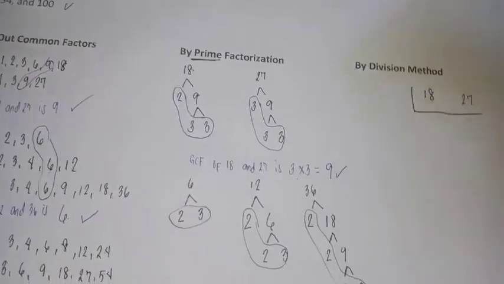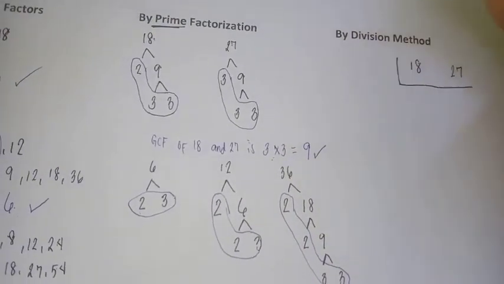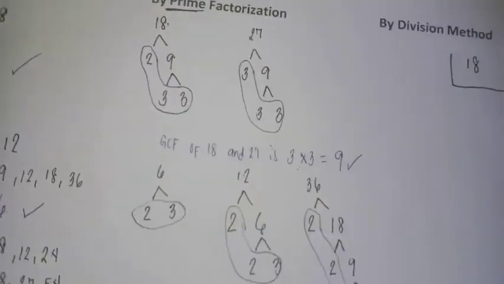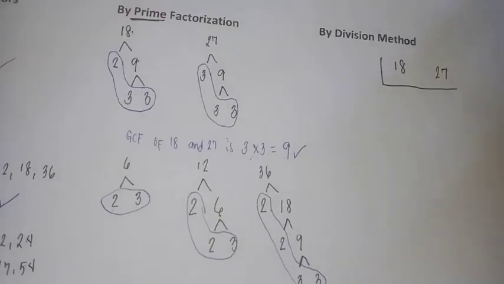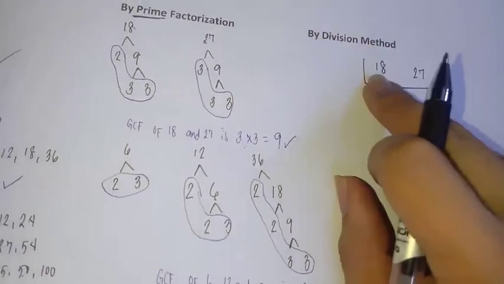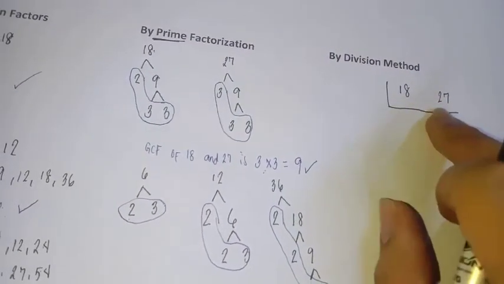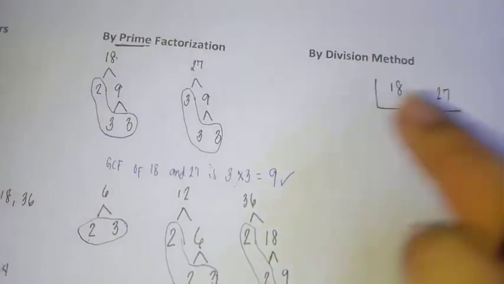So, we will think of the smallest number that can divide 18 and also 27 without getting any remainder. We will begin at the smallest number, and that is 2. 2 is not divisible in the case of 27, since 27 is an odd number. So, bawal si 2.